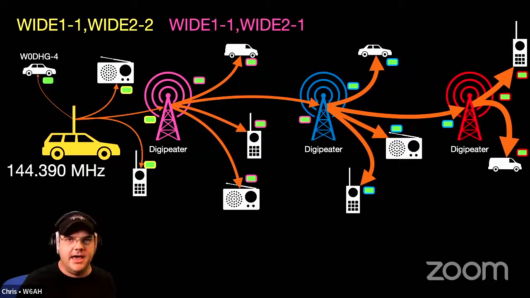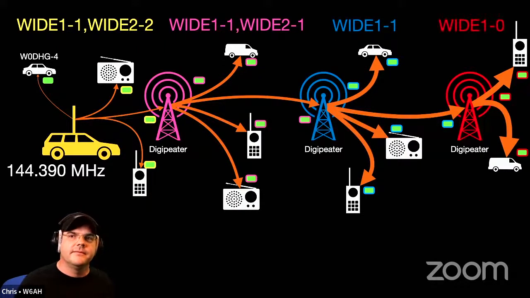that packet path. Likewise, if it gets out to the next one, it's going to strip the WIDE 2-1 off and only send it as a WIDE 1-1. And then finally, it would strip the WIDE 1-1 off and it would go out as a WIDE 1-0. I know, super complicated, but it'll all make sense as we get into the demo here in just a second.